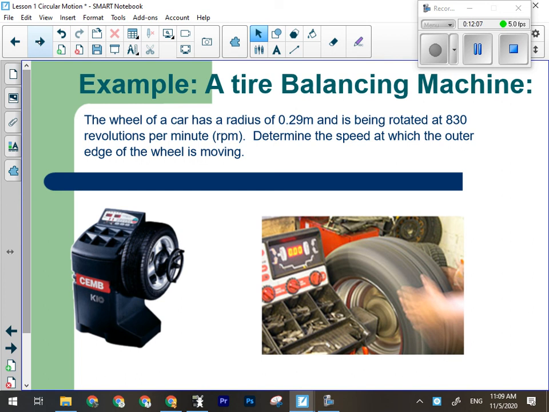The machine is spring loaded, so it can tell when the wheel starts to chatter, and it can locate the heavy part. And then all it does is stop it when the heavy part is on the bottom and tells you to put weights on the other side.